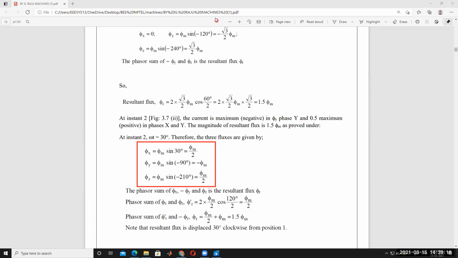Okay. First, we have to find the resultant sum of phasors phi x and phi z, which is called phi r dash. Let us assume the phasor sum of phi x and phi z is called phi r dash.